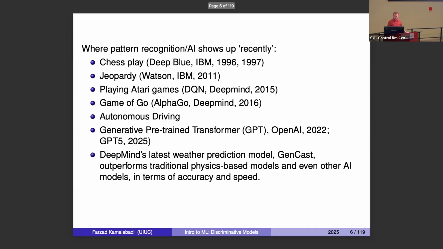Okay, so some familiar impacts of what we have seen.